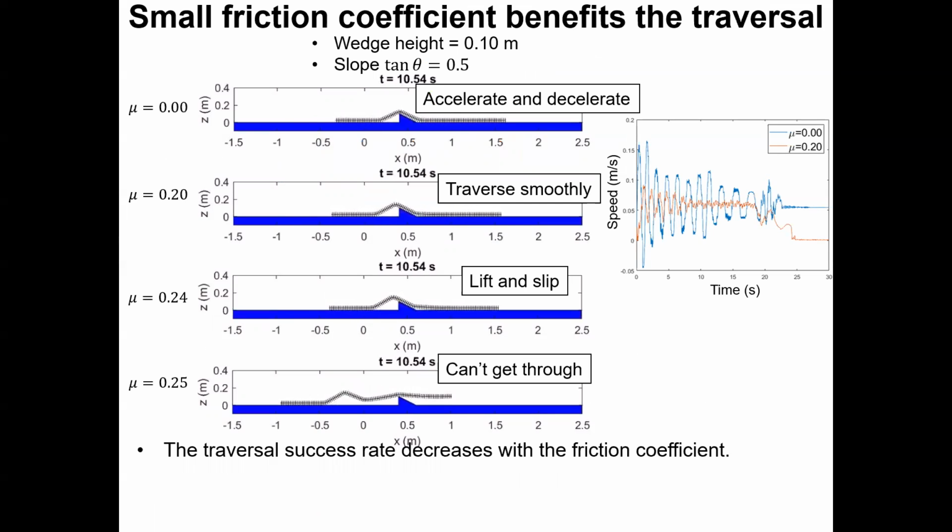When mu equals 0.2, the snake can traverse smoothly. The comparison is shown in the right figure. When mu equals 0.24, the snake will lift and slip. Starting from mu equals 0.25, the snake can't get through.